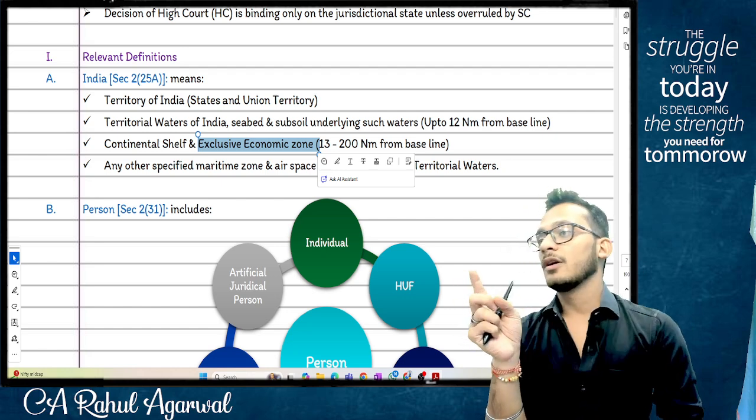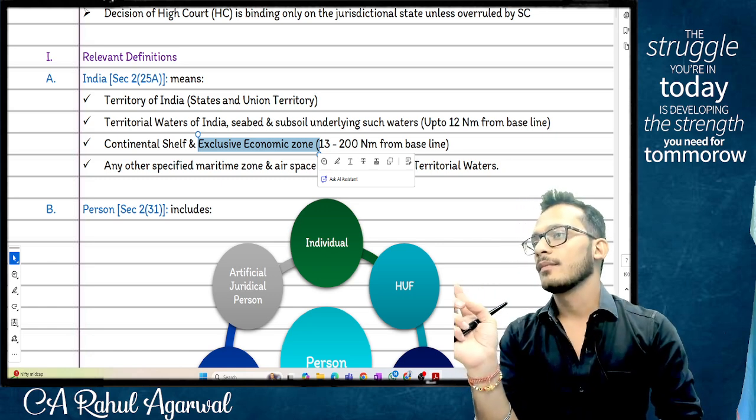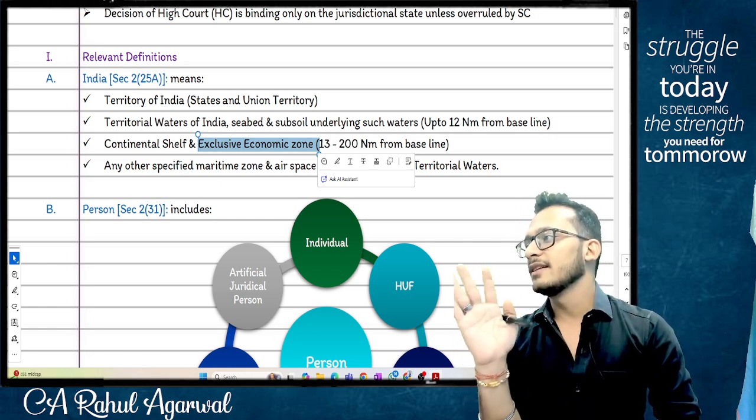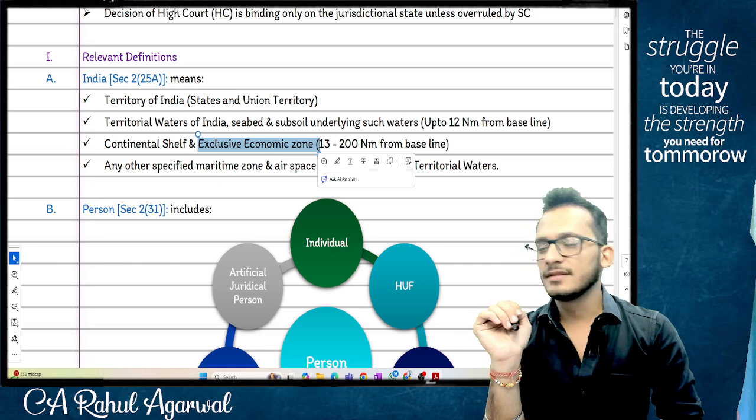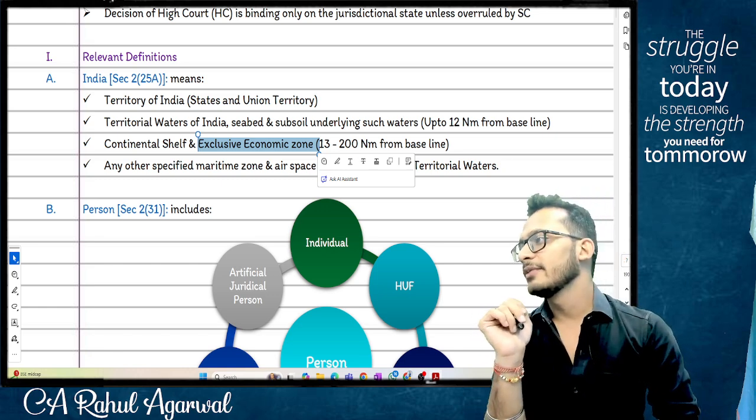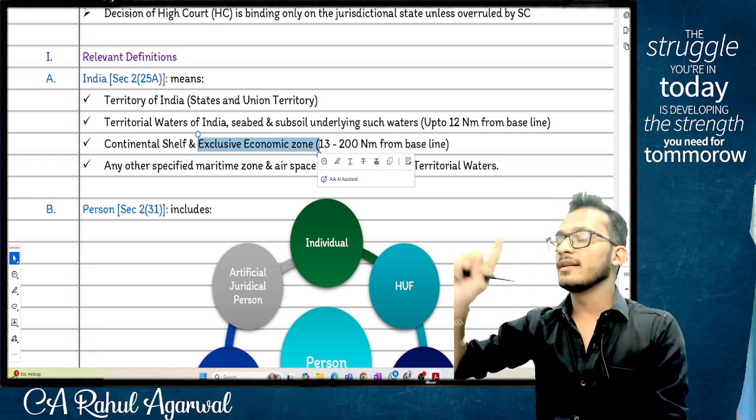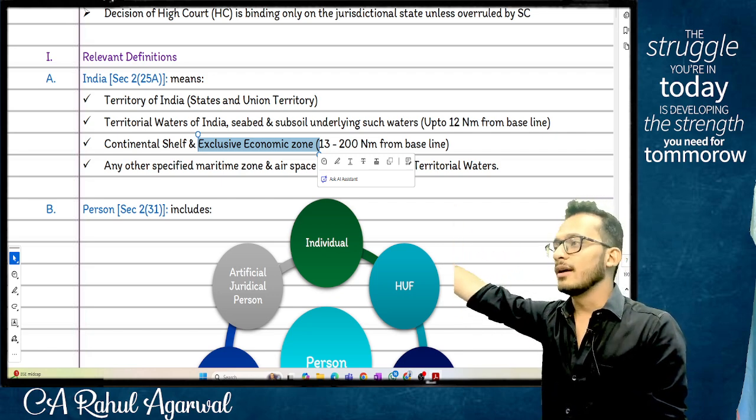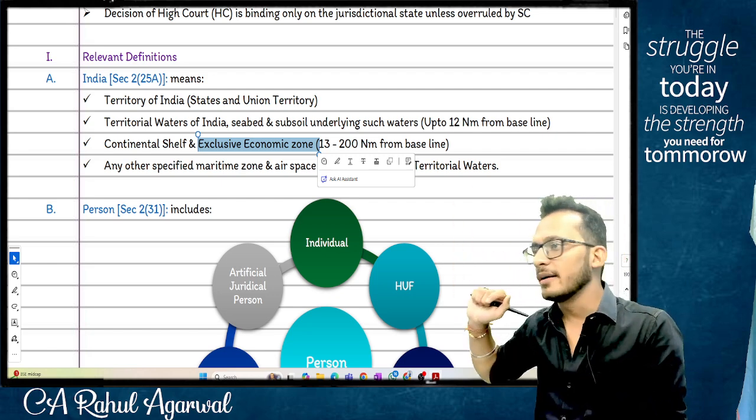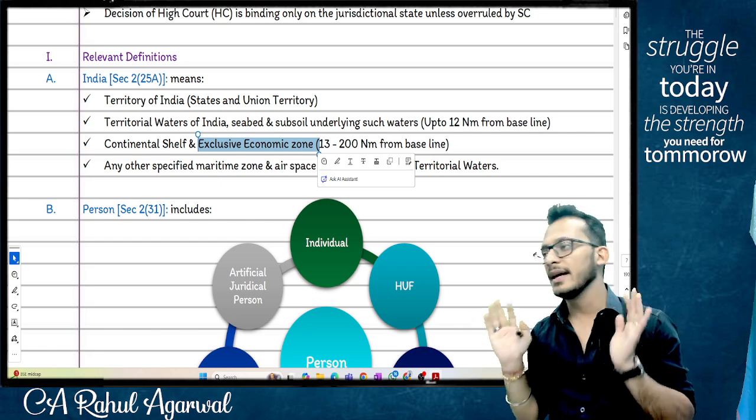Also notice carefully, because I'm using the word exclusive economic zone, it means this area is only for the purpose of trading. This is not the place where you can stay or reside. In this area, you are not permitted to stay or reside. If you do that, then it is technically outside India, because you are only permitted to stay up to 12 nautical miles, which is the territorial waters of India. Yes. So between 13 to 200 nautical miles, you can only trade. You cannot do anything else.